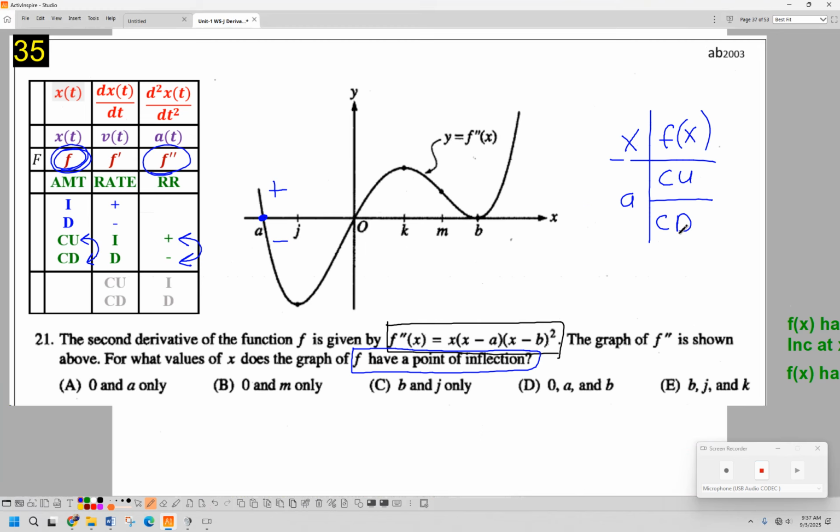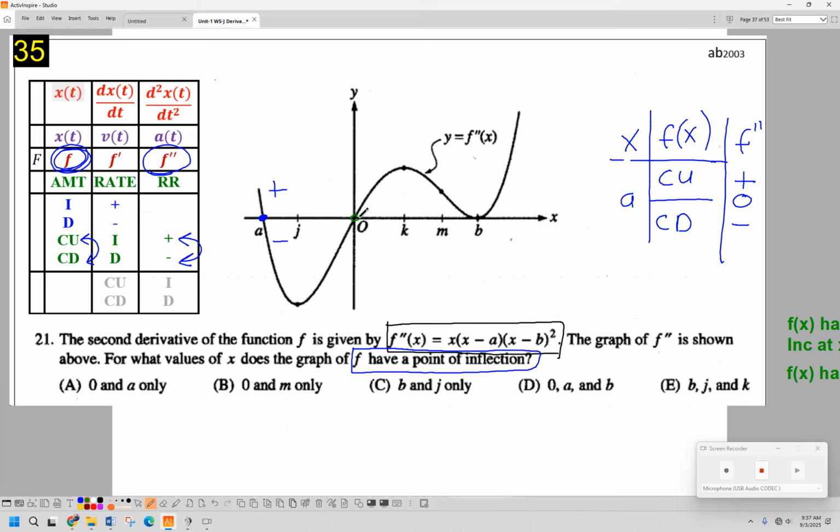Because just before x equal a, f double prime is positive, and then f double prime is 0, and then after, f double prime is negative. So Tate's correct. X equal a is definitely a spot where f would change concavity.